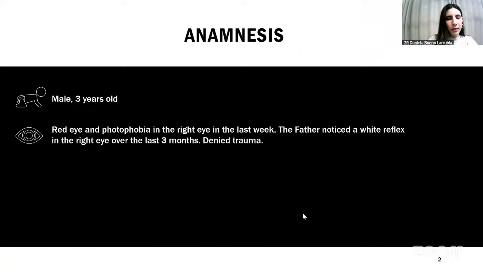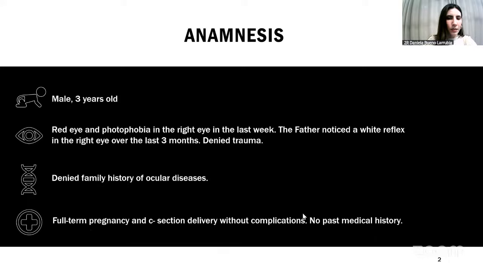The case involves a 3-year-old boy, and the father reported a red eye and photophobia in the right eye over the last week. He also noticed a white reflex in the right eye over the last 3 months and denied any trauma. There was no history of ocular diseases in the family, and there was no significant ophthalmological or medical history.